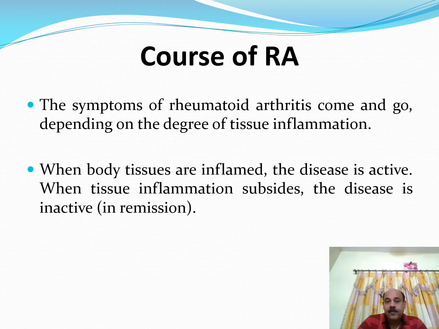Course of RA. Again, we should have a good understanding about the course of RA also. The symptoms of rheumatoid arthritis come and go depending upon the degree of tissue inflammation. When the body tissues are inflamed, the disease is active. And when the tissue inflammation subsides, the disease is inactive, and this is known as remission. So remission and relapses are frequently seen in RA patients. It all depends upon the immune reaction.